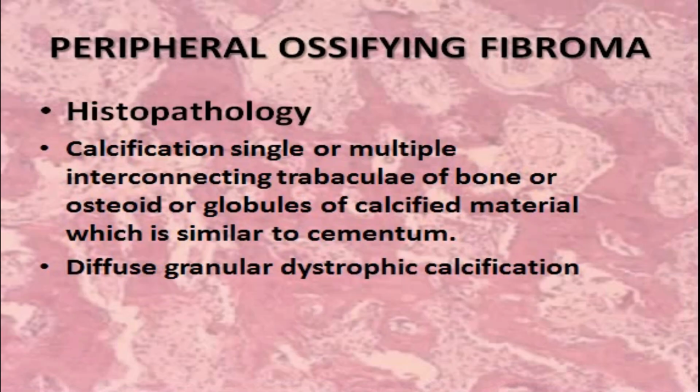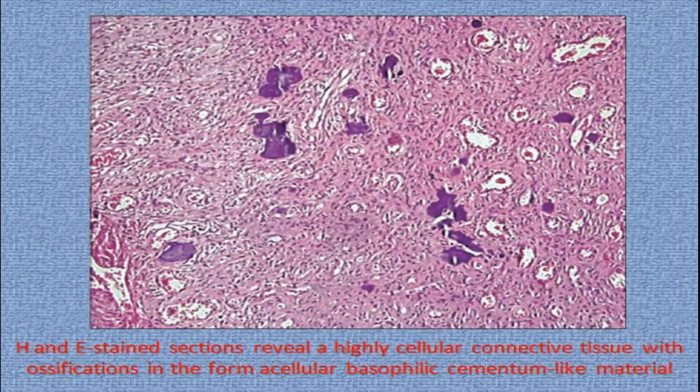Calcification, single or multiple interconnecting trabeculae of bone or osteoid or globules of calcified material which is similar to cementum. Sometimes you will be getting diffuse granular dystrophic calcification. The picture shows above mentioned features.